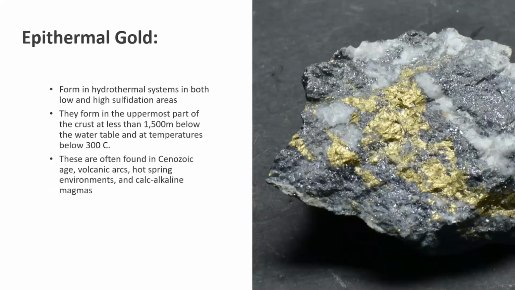So epithermal gold, the gold forms in hydrothermal systems in both low and high sulfidation areas. They form in the uppermost part of the crust at less than 1,500 meters below the water table and at temperatures below 300 Celsius. These are often found in Cenozoic age volcanic arcs, hot springs environments, and calcium alkaline magmas.